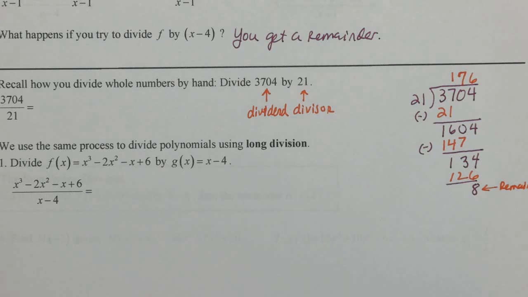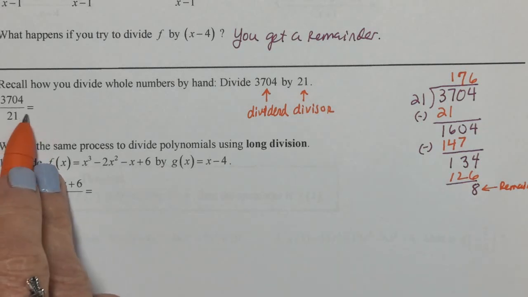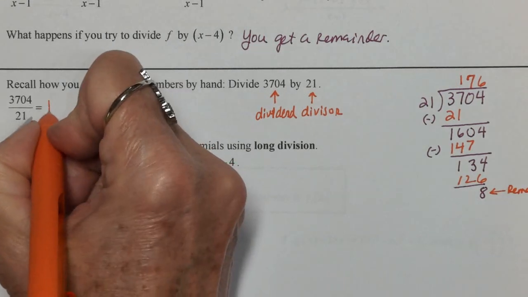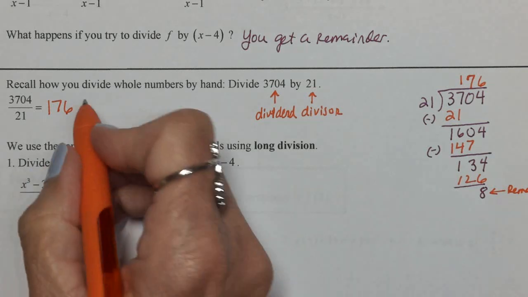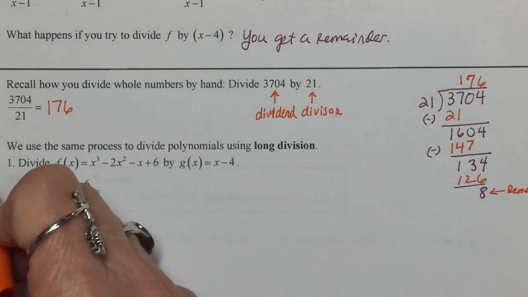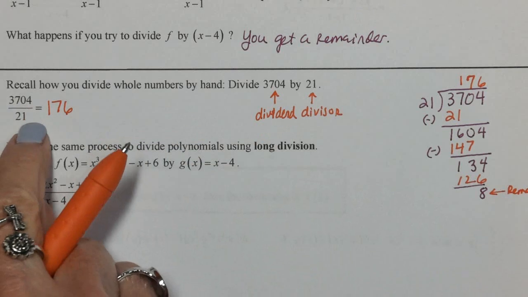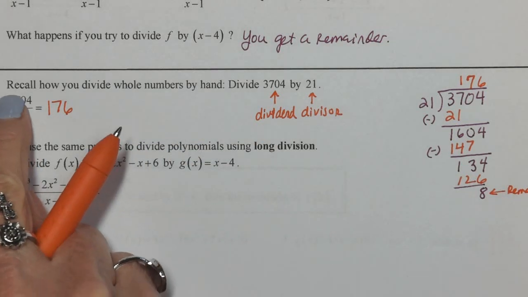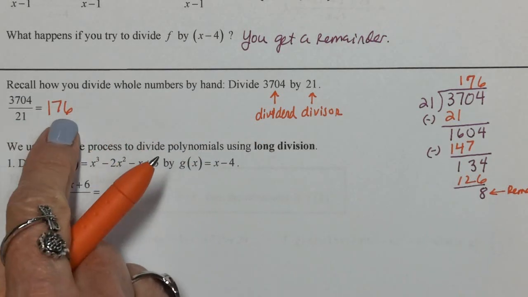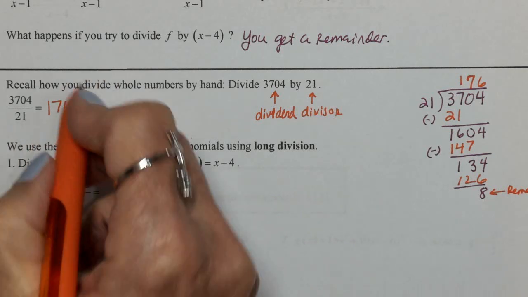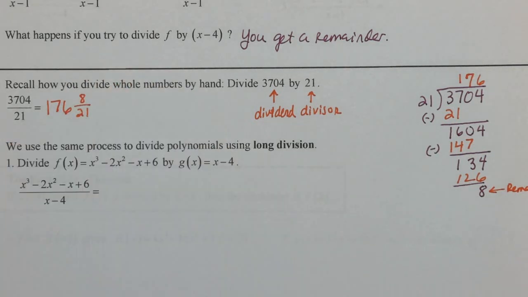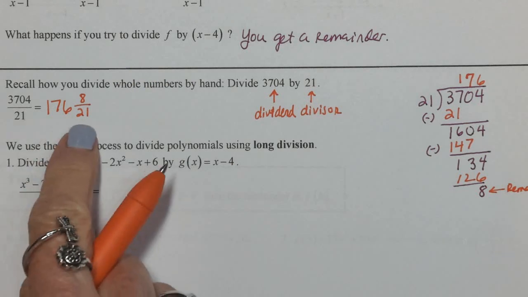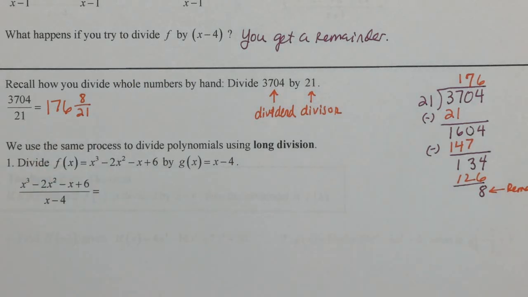Okay, so what happens when we divide this? We get 176. How do we write the remainder? When you first learned division, you would put like a big R and then 8. But we need to involve this divisor. We're saying that two things are equal. So this is 176 and 8 over 21. So these are equal. I hope these are equal.